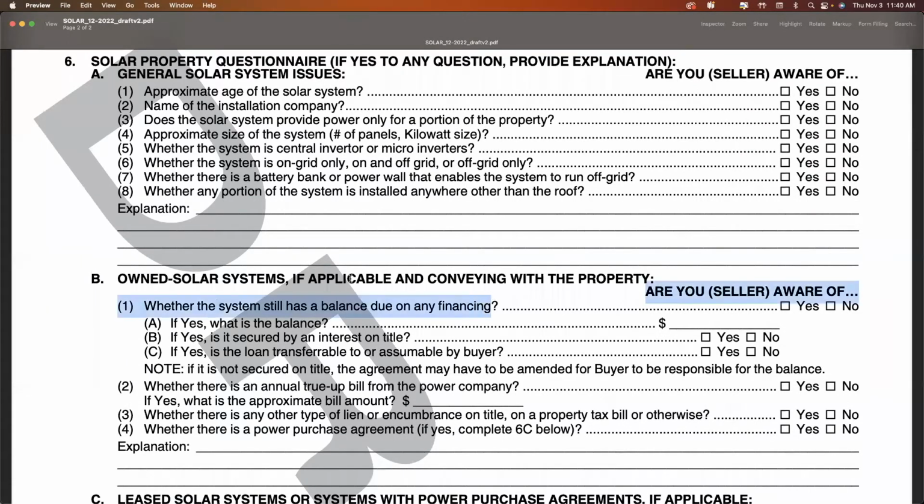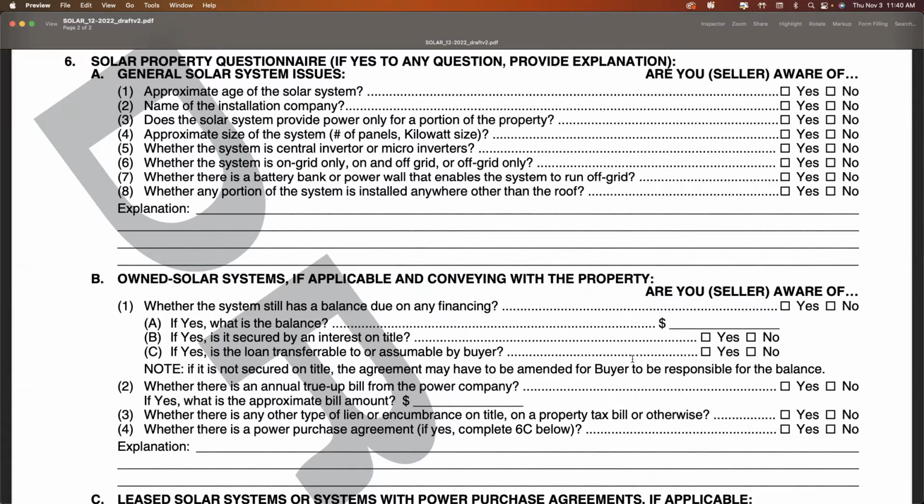The next one is for owned solar systems. This is if applicable and conveying with the property, right? So I've already paid it off. Whether the system still has a balance or any financing. Does it have a balance? Yes or no? If yes, what's the balance, right? How much? If yes, is it secured by an interest on title? Yes or no, right? They're talking about if there's a balance. If yes, is the loan transferable or assumable to the buyer? Yes or no? Are you aware? I don't know. Yes or no?